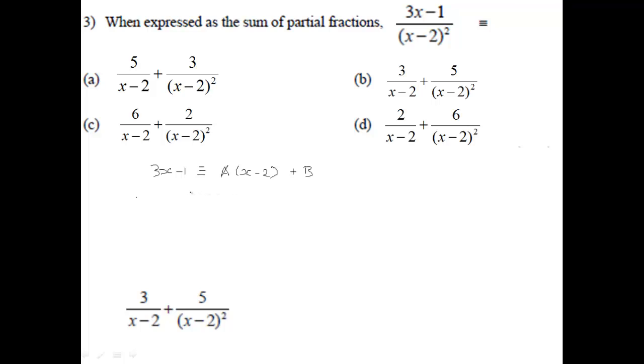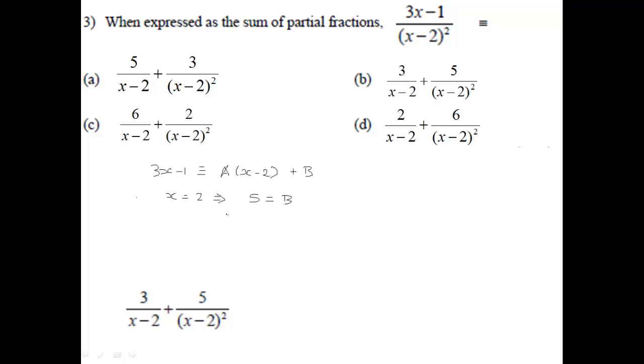So if x equals 2, we get 6 minus 1, 5 equals 0a plus b, so b is 5.